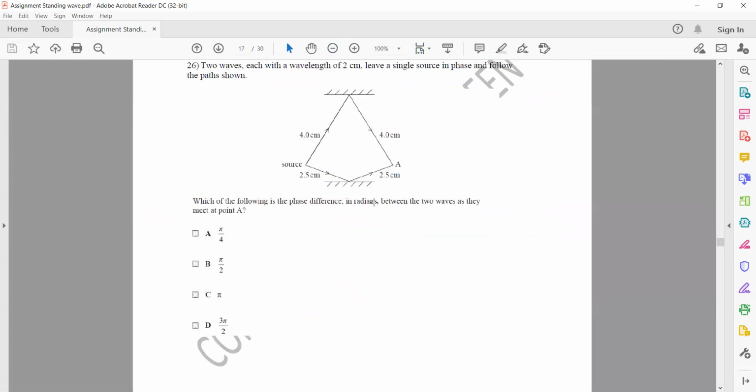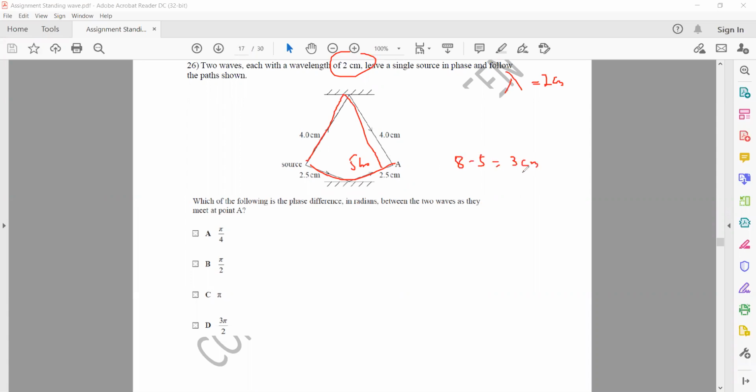Question 26. Two waves, each with a wavelength of 2 centimeter, leave a single source in phase and combine at point A. So lambda is equal to 2 centimeter. Now what is the distance traveled? From the source, 2.5 plus 2.5 is equal to 5, so this path is 5 centimeter, and this path is 4 plus 4, 8 centimeter. So 8 minus 5 is equal to 3 centimeter.